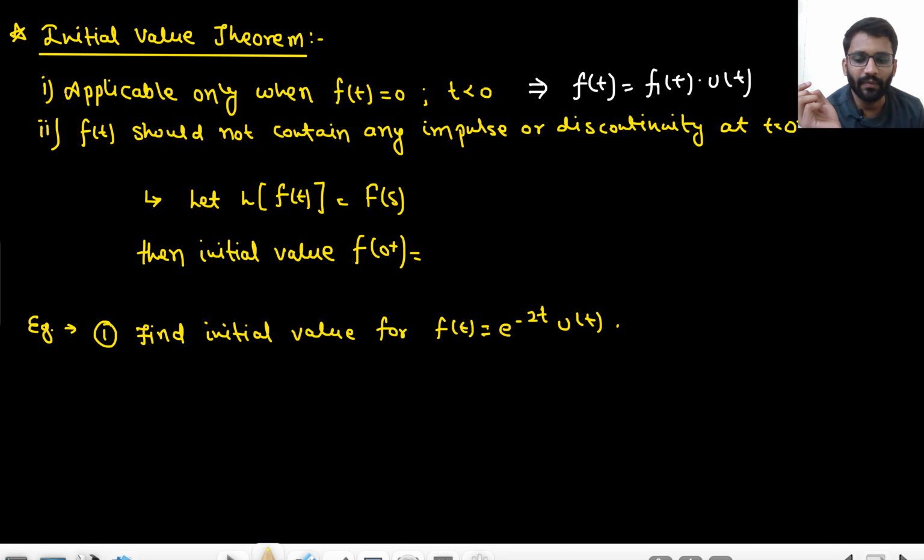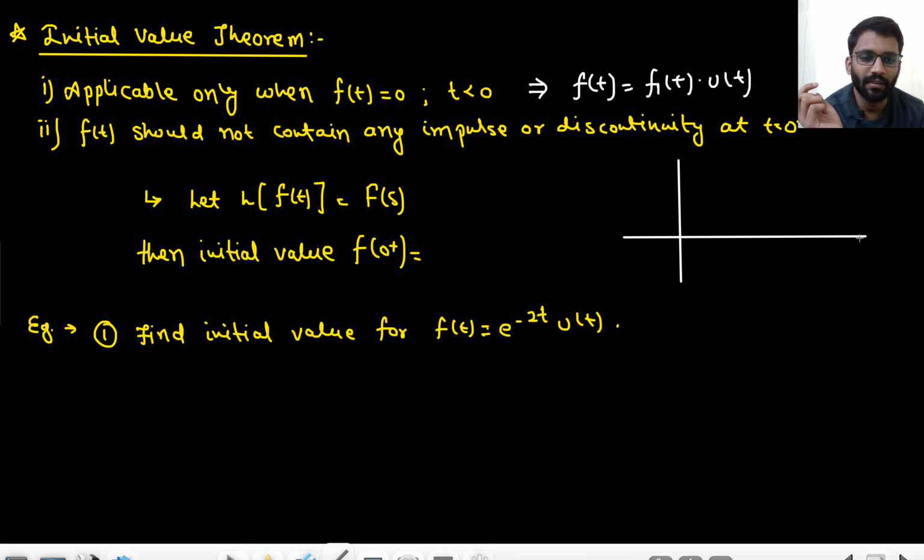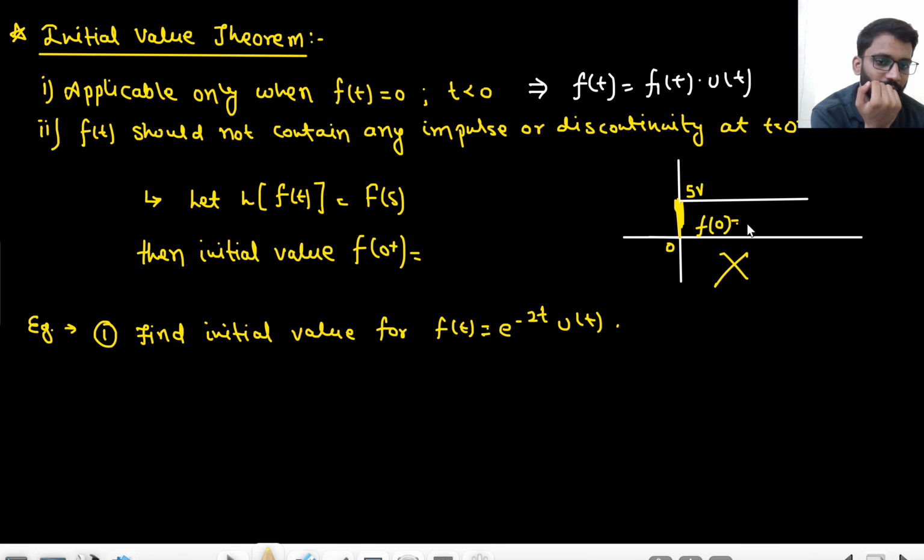So tell me, will this theorem be applicable for the function f(t) equals u(t)? Will it be applicable for u(t)? No. Why so? Because at t equals to 0, we are having a discontinuity. Here we are having 0 volt, here we are having 5 volt. So what is the value at t equals to 0? Discontinuity is there, right? So it cannot be applied for u(t), right? Or it can be applied to 1 by s.